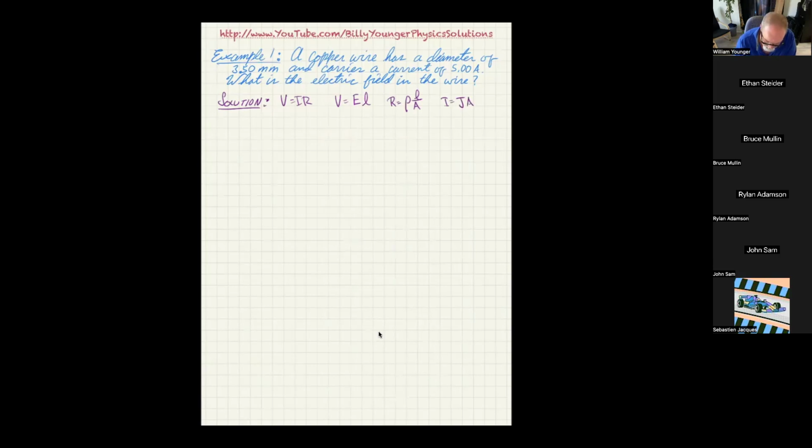So what I'm going to do is say J is equal to the current divided by the area, and the current is 5.00 amps, and the area is pi times, remember it's normally pi r squared, but we can also use pi d squared over 4. And that's what I'm going to use. So I'm going to say pi times 3.50 times 10 to the negative 3. That one should be in meters. That's going to be squared.